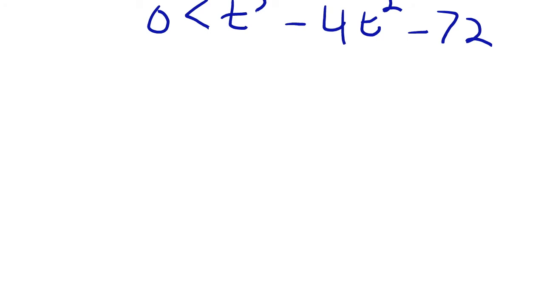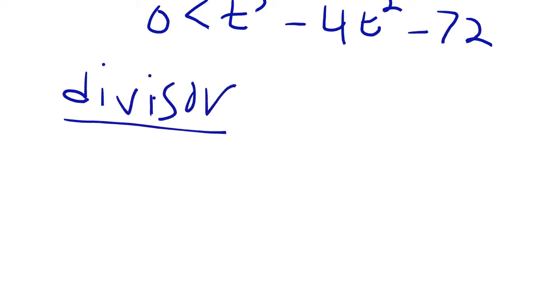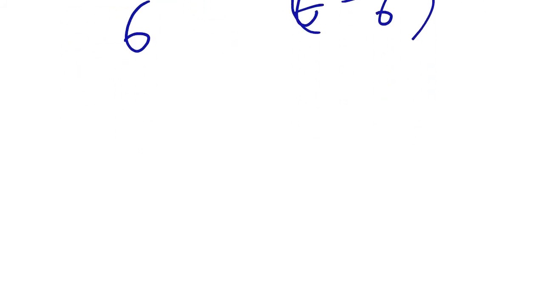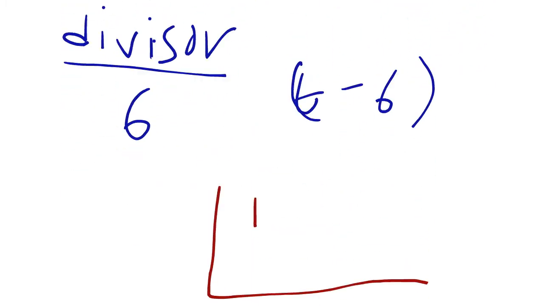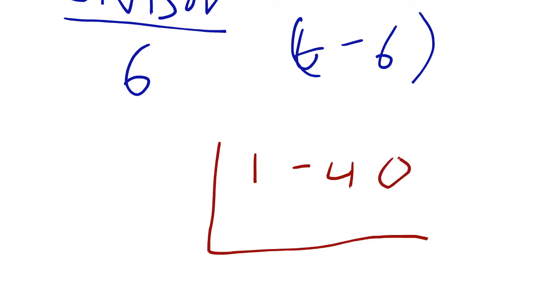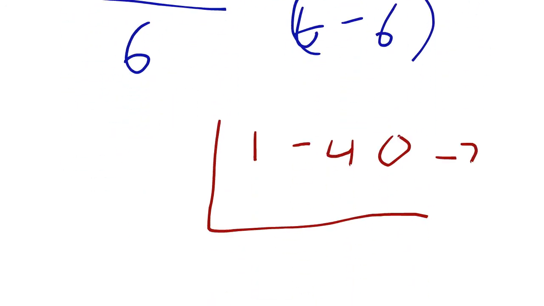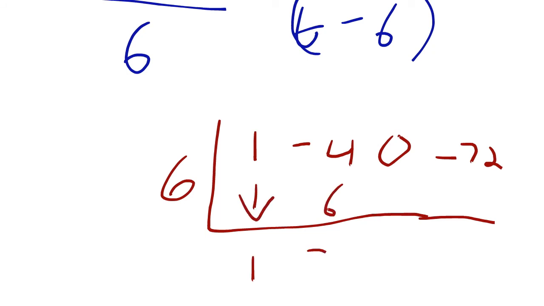Now I'm going to factor. You can factor using long division or synthetic division or graph it. I'm going to use synthetic division, so I'm going to find the divisor. The divisor I found was 6, and for long division you need to use the factor t minus 6. Now I'm going to put my coefficients in, and I'll put 1, -4, 0 as a placeholder, and -72. Then I'm going to put my divisor on the left, and now I'm going to use synthetic division to solve.